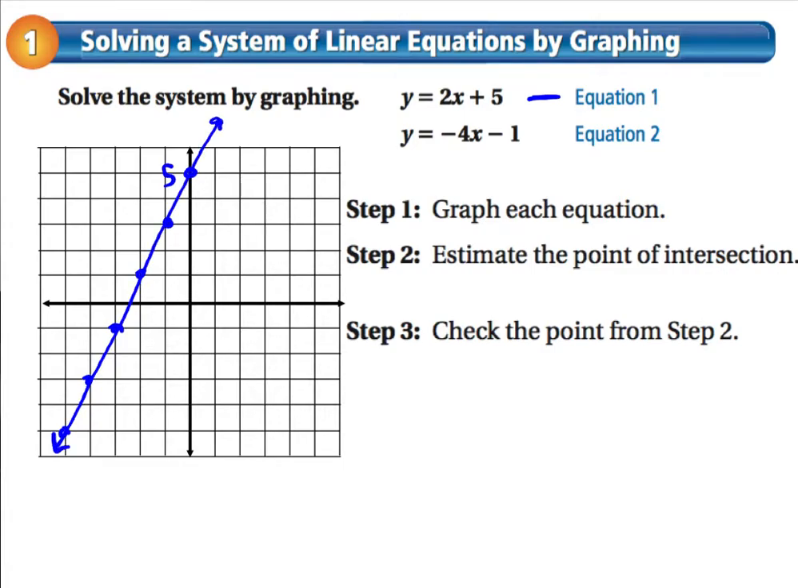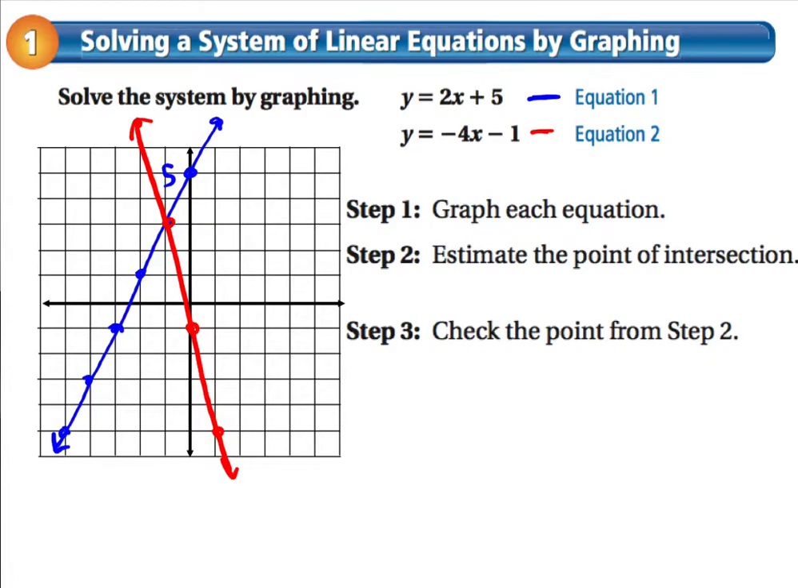Now, in red, I will do the other equation, negative 4x minus 1. I go down 1, down 4 over 1. I can also go up 4 and back 1. And there is negative 4x minus 1.